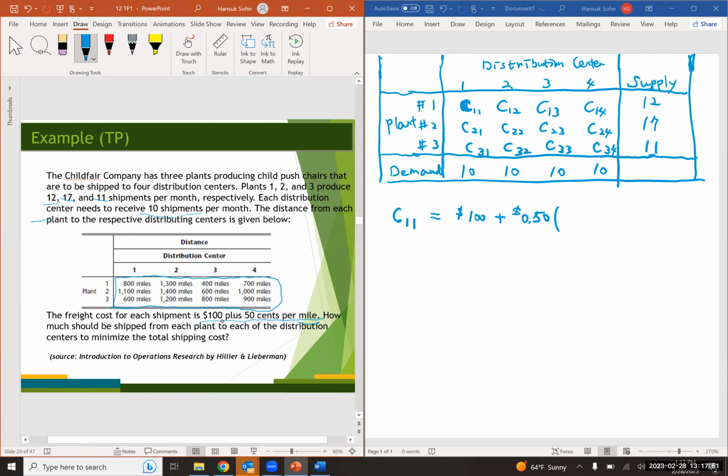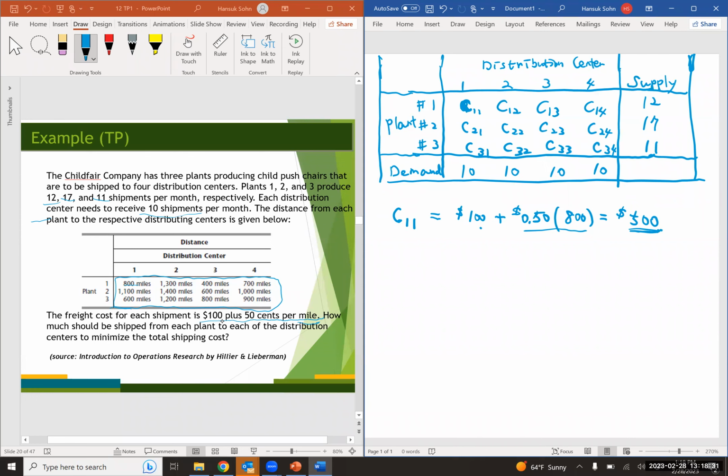So for the C sub 1,1, we need to use 800 miles. So you need to multiply by 800 up here, right? Then how much is that? So it's going to be 400 plus 100. That's 500, right? So C sub 1,1 up here has to be 500. Okay. So that's going to be one of our objective coefficient values, right?